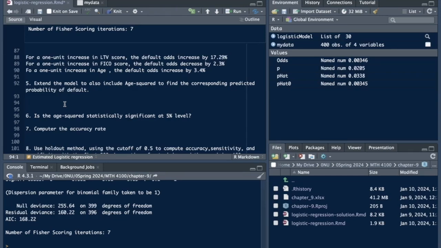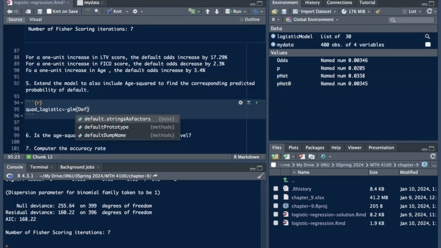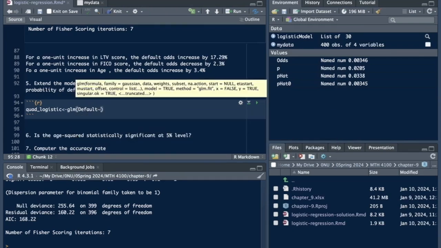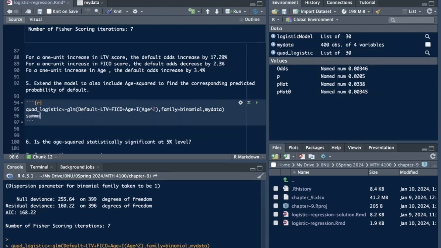To compare these, we're going to use cross-validation techniques. So let's do number 5, to extend the model. We are going to call this quad logistic. It's glm, with default as our response variable, then tilde, then LTV plus FICO plus age plus, if you add a squared term, if you remember, we add I. Then family is binomial, then data is my data. Make sense?